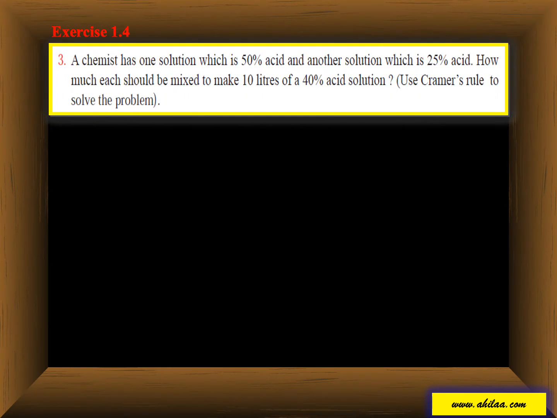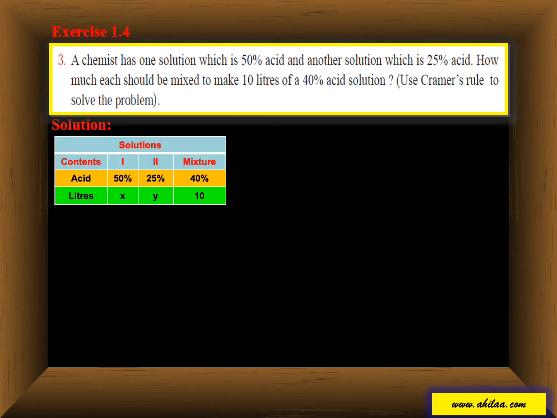Exercise 1.4, third problem. A chemist has one solution which is 50% acid and another solution which is 25% acid. How much of each should be mixed to make 10 liters of a 40% acid solution? It is mentioned, use Cramer's rule to solve the problem. So let us consider the solutions as first, second, and mixture.